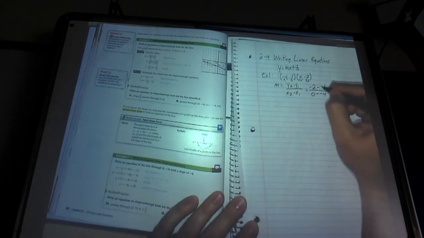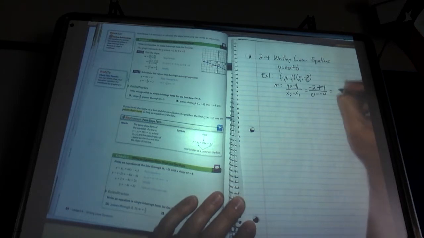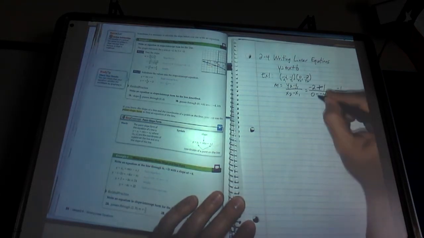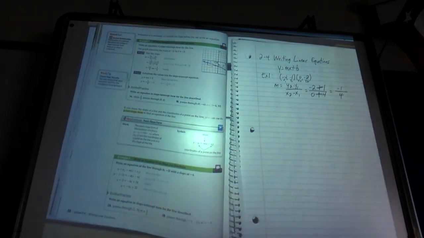All right, here we go. -2 minus -1 becomes a big old plus sign right there. So -2 plus 1 is -1. The denominator, 0 minus -4. I make that minus a negative a big plus sign. 0 plus 4 is 4. So our slope is -1/4.